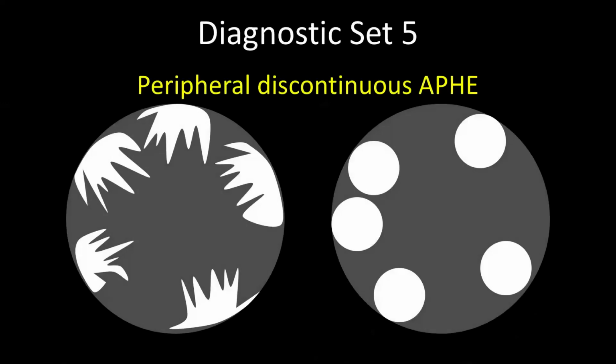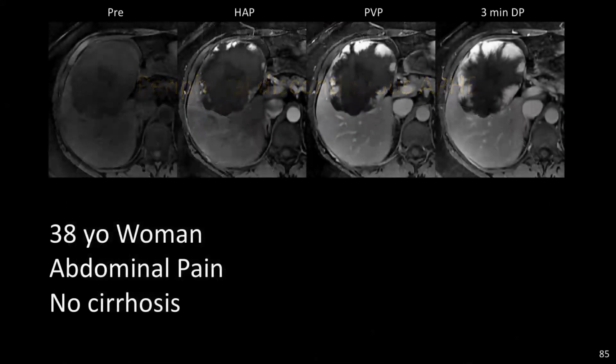So peripheral discontinuous enhancement: we have globules or nodules of enhancement. These globules or nodules are peripheral, and they are discontinuous. So they are not touching each other: discontinuous peripheral enhancement. And here's our prototypical case, a 38-year-old woman, abdominal pain, no cirrhosis.